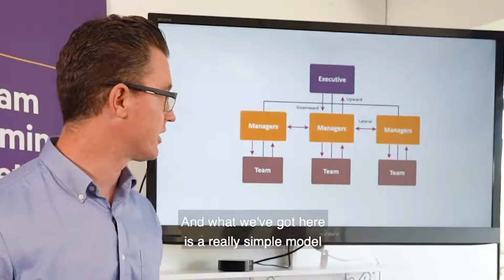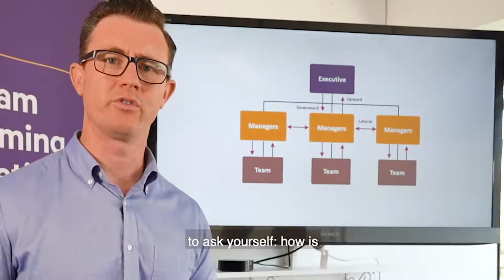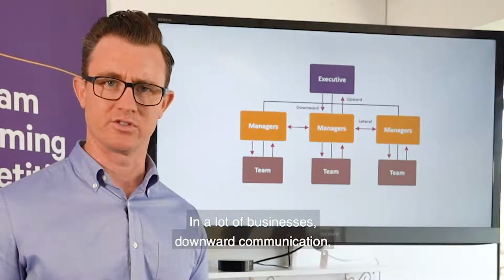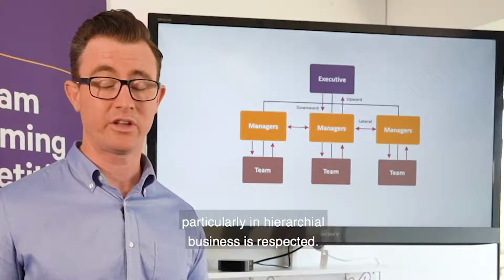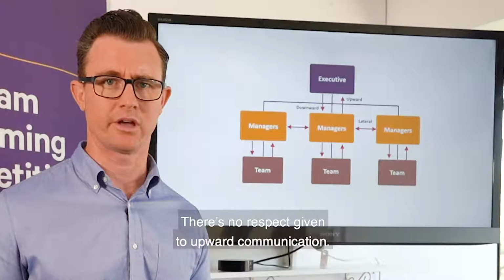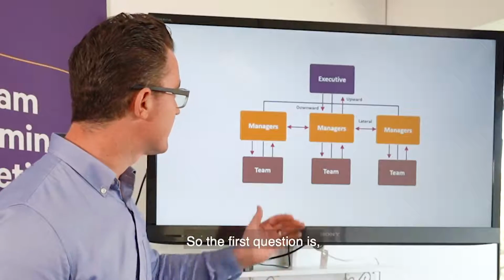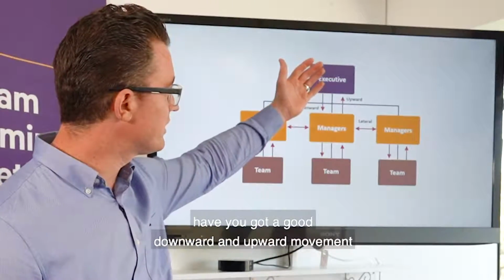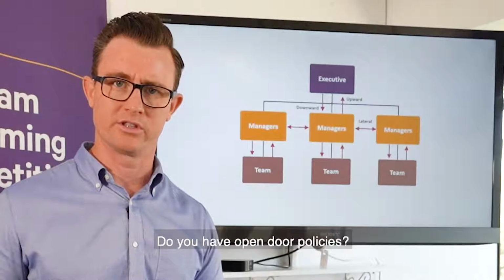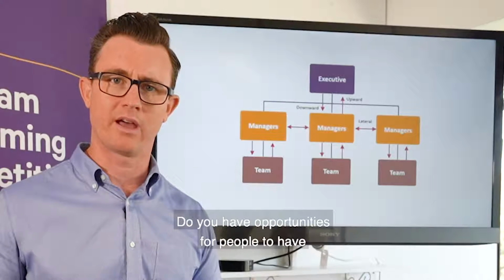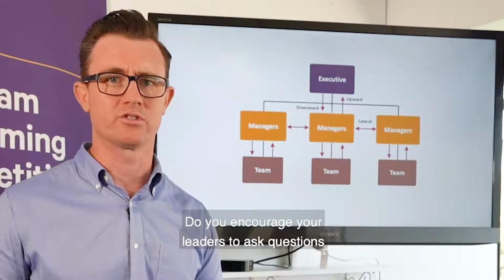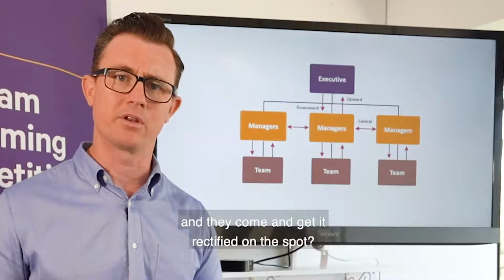What we've got here is a really simple model to ask yourself, how is your upward and downward communication? In a lot of businesses, particularly hierarchical ones, downward communication is respected. There's no respect given to upward communication. So the first question is, have you got a good downward and upward movement of communication within the organisation? Do you have open door policies? Do you have opportunities for people to have face-to-face meetings? Do you encourage your leaders to ask questions when they are not sure and get it rectified on the spot?